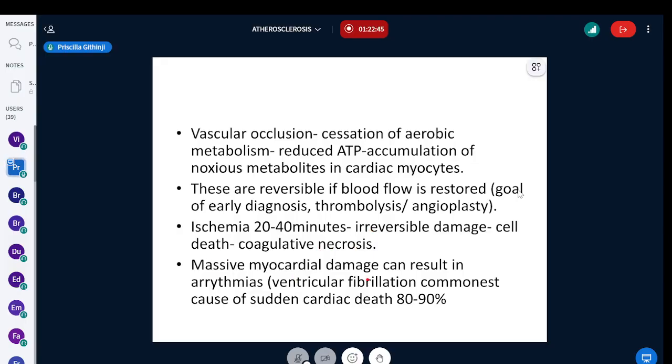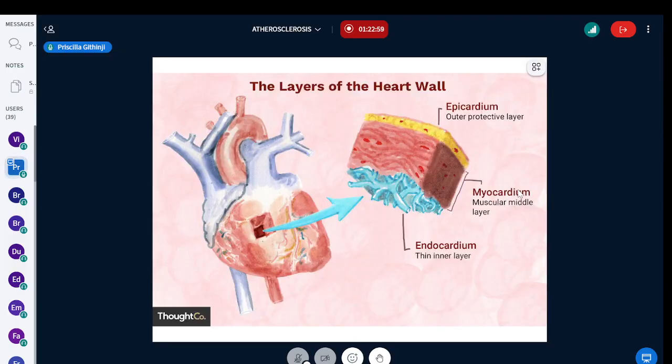Where you have massive myocardial damage, this can result in arrhythmias, and these arrhythmias, particularly ventricular fibrillation, which is the commonest, will lead to sudden cardiac death, and this occurs in 80 to 90% of the patients.